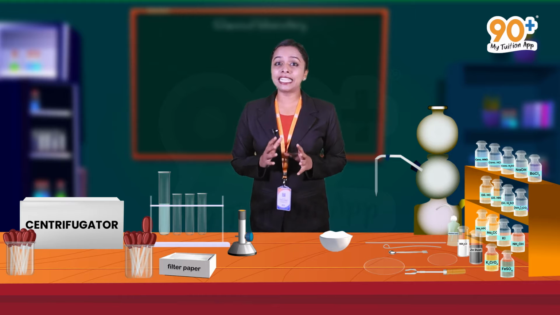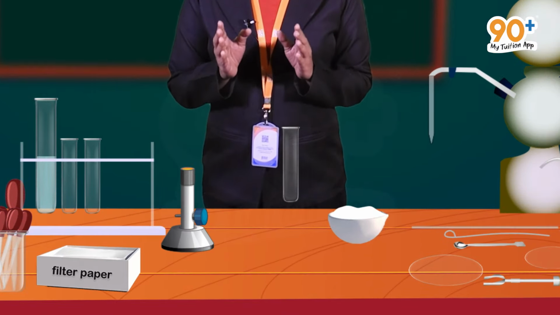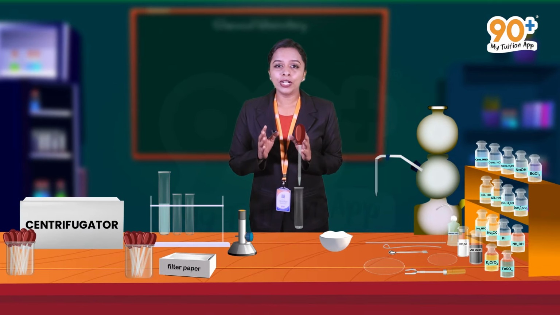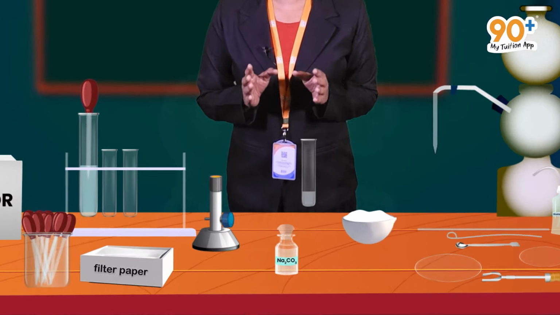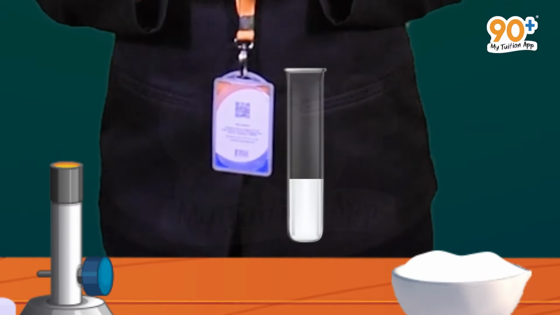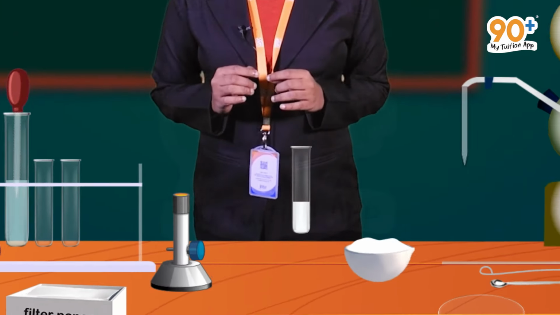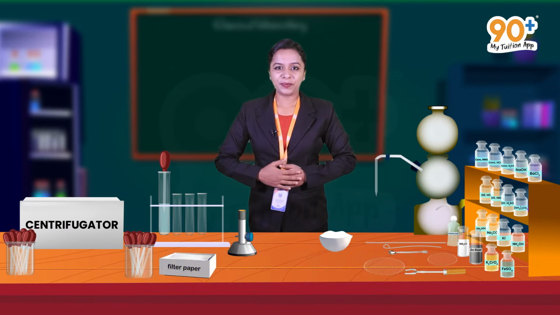Now let's conduct the analysis of zero group cation. For this, take a test tube. To this test tube, add a little amount of salt solution. Then add a few drops of sodium carbonate solution. Can you observe any changes here? Yes, a precipitate is formed in the test tube. This shows the absence of zero group cation.